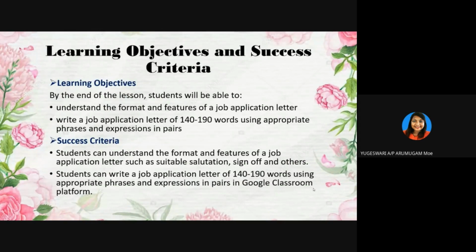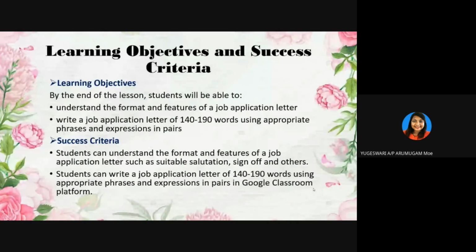All right, the success criteria. We expect all of you to understand the format and features of a job application letter, such as suitable salutation, sign off, and others. You can't simply write any salutation or any sign off. There are certain phrases that we have to use, which I will share with you later. And then I also expect you to write this application letter and post it on the Google Classroom platform. So that is the learning objective and also the success criteria for this lesson.